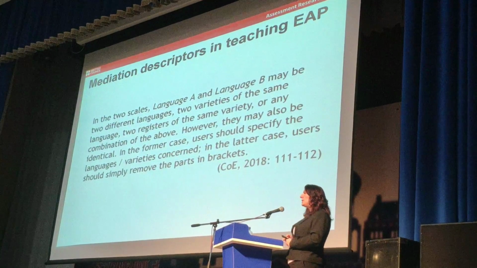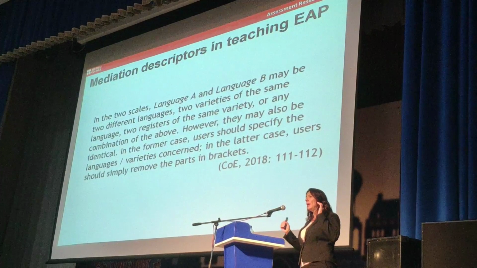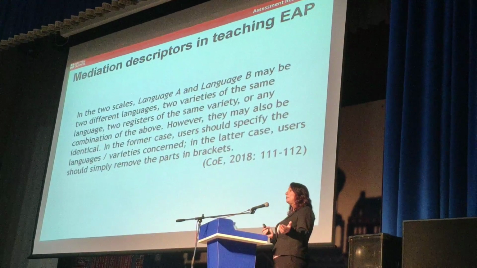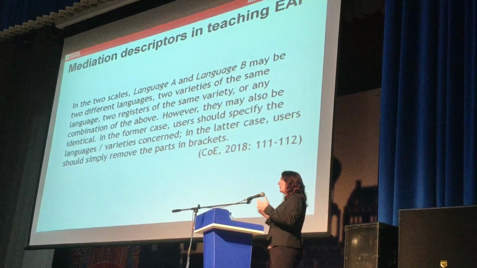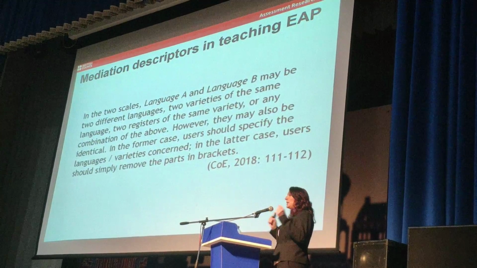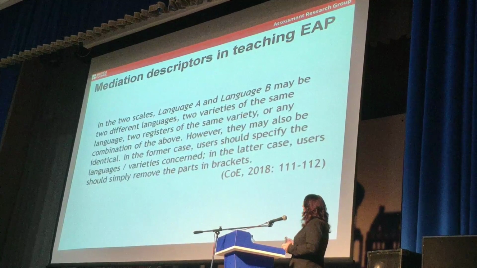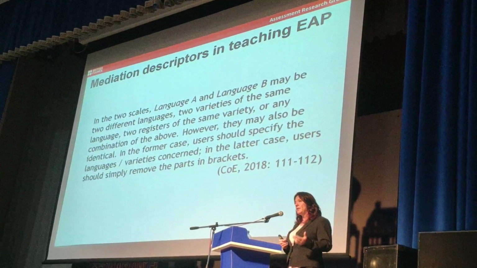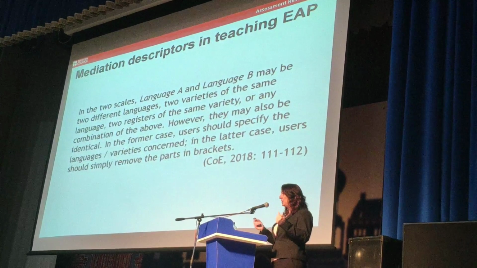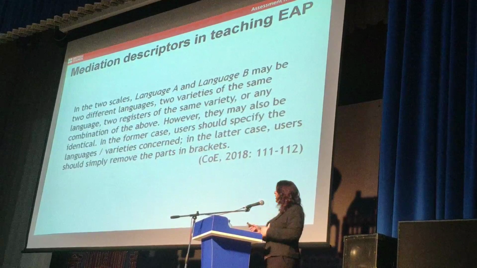I should point out, this is quite important because it's not a case of we're translating everything. It's not promoting just translation. Obviously translation is one area of mediation, but there are lots of different aspects to mediation, as we'll see. When it says language A and B, they could be the same language. They could be 2 registers of the same language, 2 varieties of the same language. They could be different languages, but they could be the same language. So it's not all about translating from language A to language B.